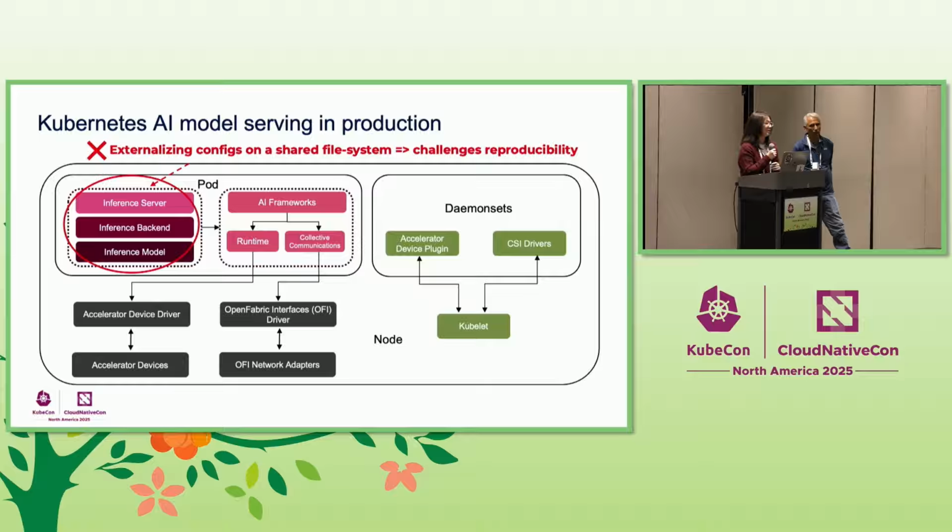The other option is let's externalize the configs onto a shared file system. But that introduces challenges in reproducibility. Because when configurations are pulled out into the shared file system, they're decoupled from the Kubernetes deployment manifest, which means we no longer have a single unified record of the model, the code version, and the configs set to launch the server.